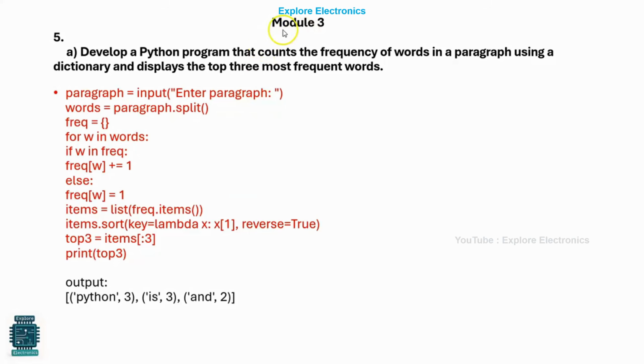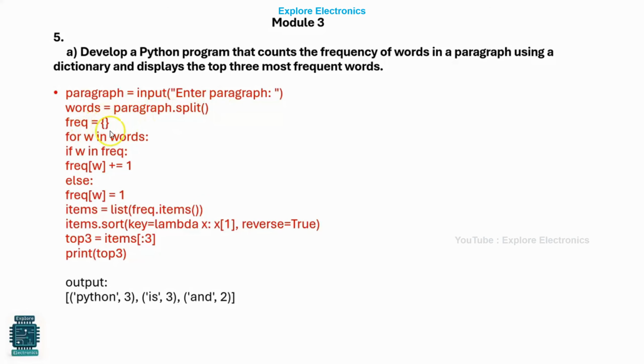Module 3 starts here. Develop a Python program that counts the frequency of words in a paragraph using a dictionary and displays the top 3 most frequent words. paragraph = input("Enter paragraph"). Here, it allows the user to enter the paragraph and stores the input inside the paragraph variable. After that, words = paragraph.split(). It will split the words present in the paragraph.